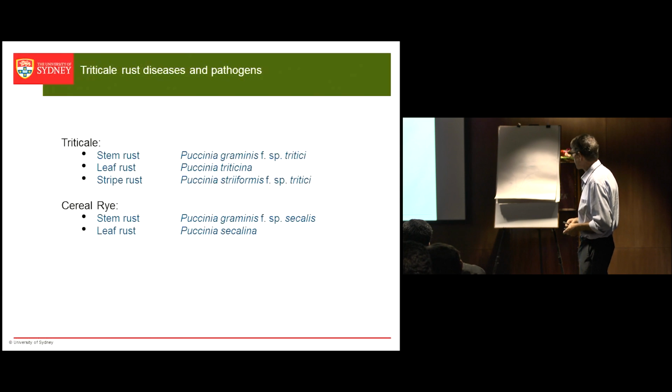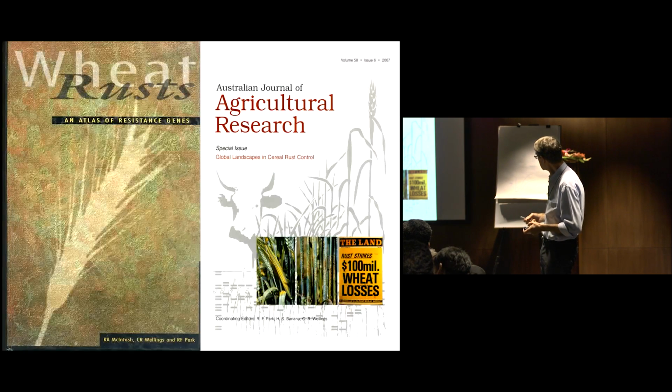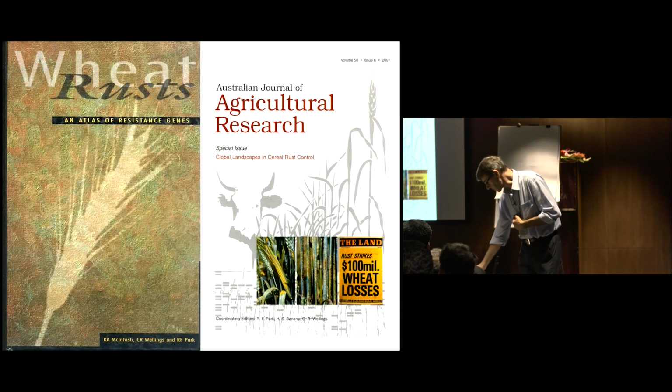And finally, cereal rye. It is affected by another form of Puccinia graminis. We call that one Puccinia graminis, former species secalis. And it has its own leaf rust pathogen, Puccinia secalina. All right, so that's my overview of the rusts, the rust pathogens.